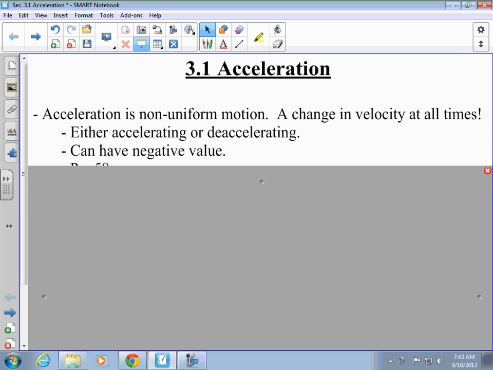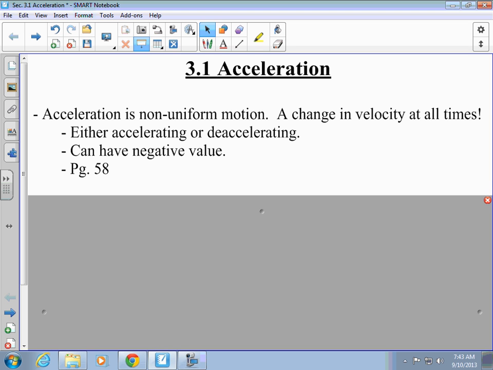You can be accelerating or decelerating. If you're accelerating, your velocity is getting faster and faster. If you're decelerating, you're slowing down more and more. So you can have deceleration or acceleration, and since you can slow down, acceleration can have a negative value. Also, just like velocity, acceleration needs to have a direction. So keep that in mind.